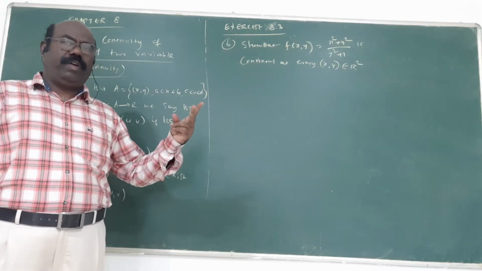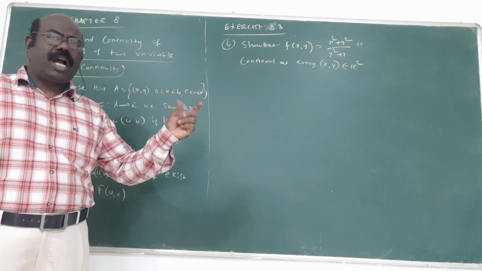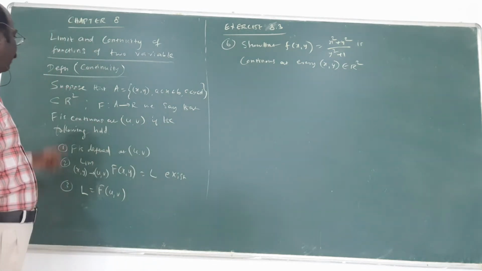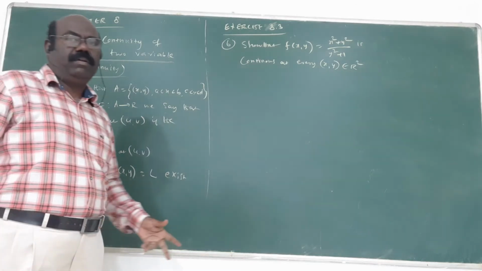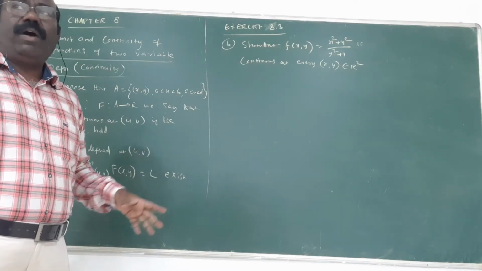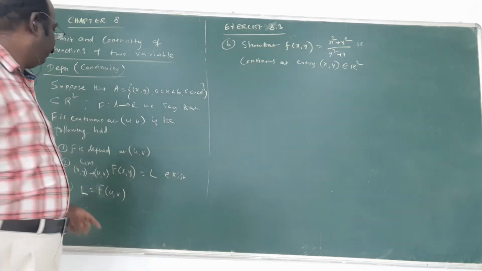X comma y two variables, only x belongs to r, or y belongs to r. Combine together, x comma y belongs to r square. Am I correct? There is a way. R square means two variables, no. That's why one variable x belongs to R, y also belongs to R. You want to write in terms of x comma y. Am I right? That's why it belongs to R square.